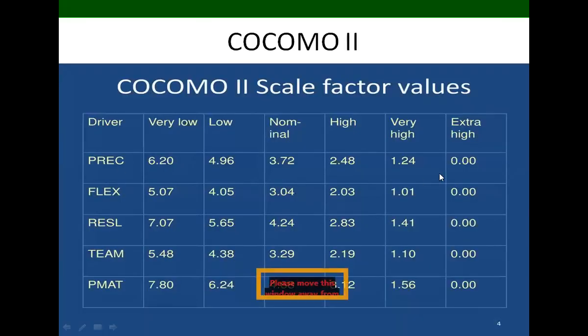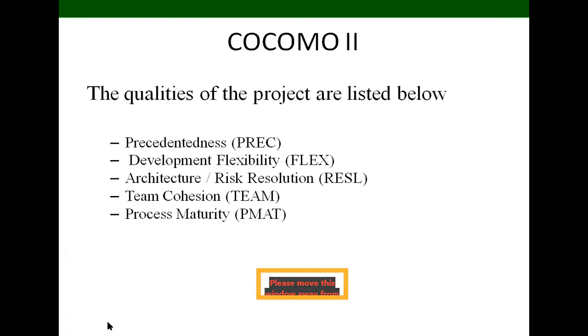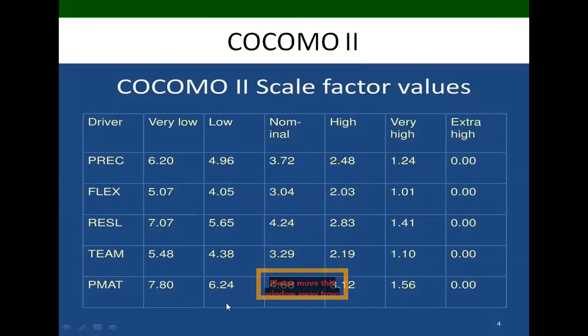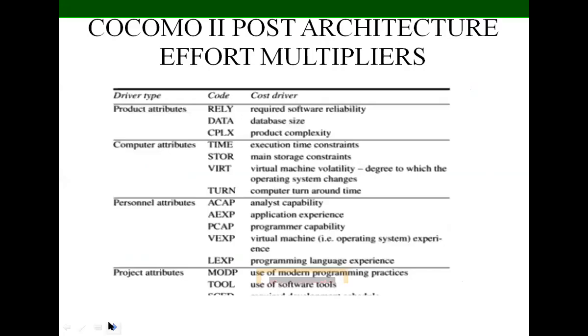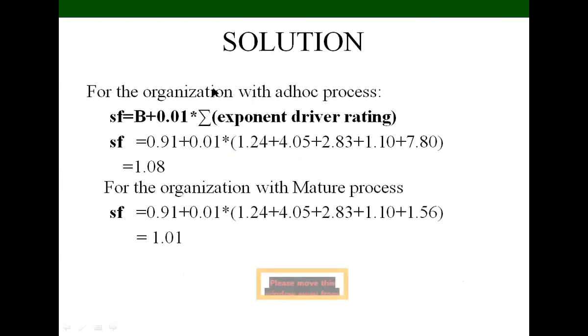So by using this value, we have to calculate this formula. Okay. So we have to calculate the PM first. We have to calculate the SF value by the exponent driver rating value. By using these values, we have to calculate the SF value. So see here example. These are taken by the above example. So these are the values here.